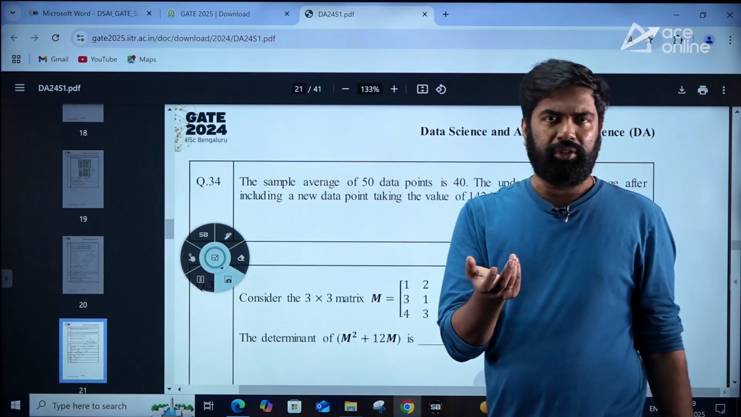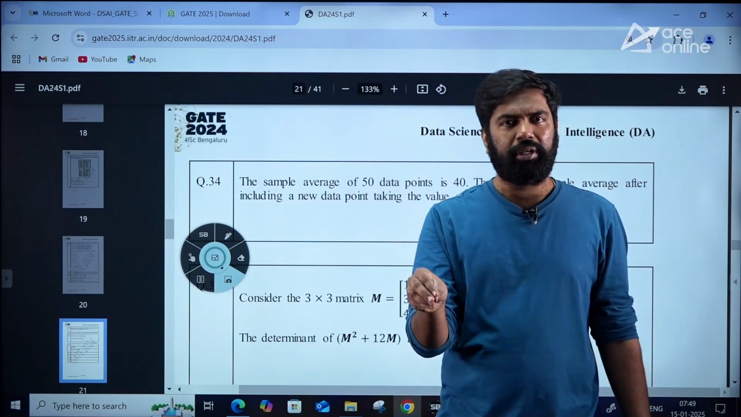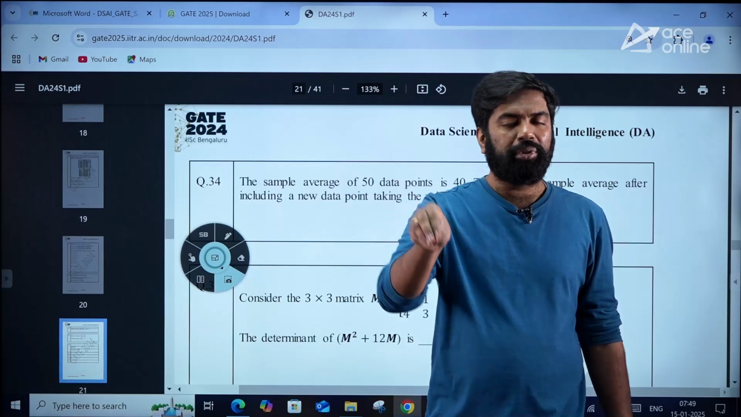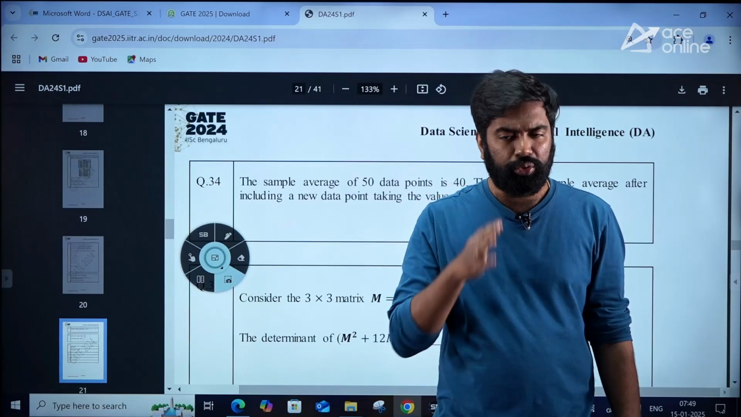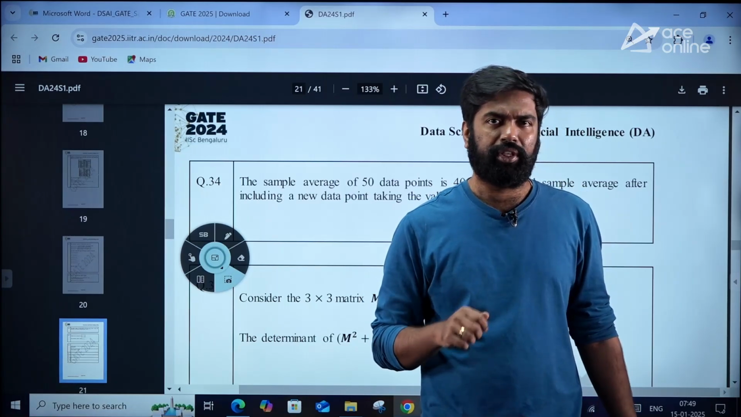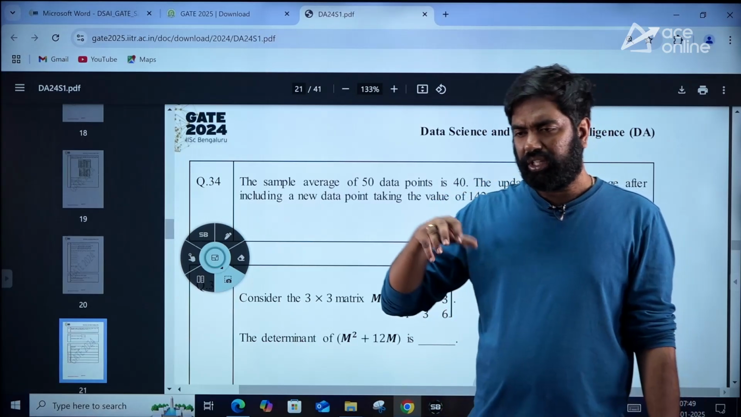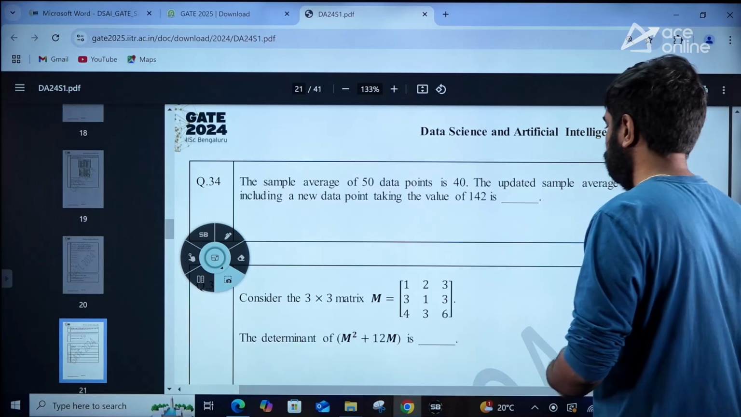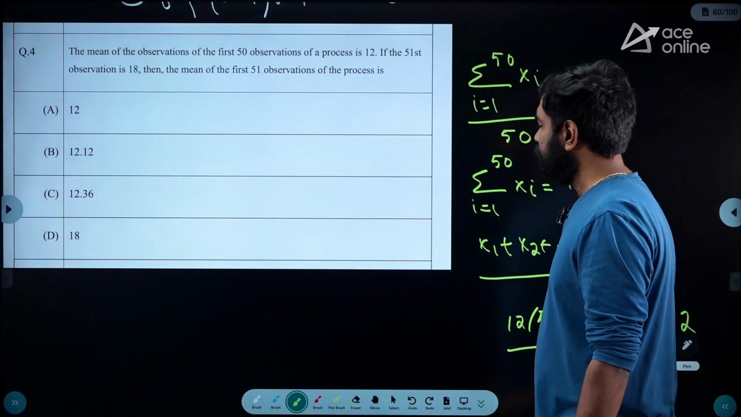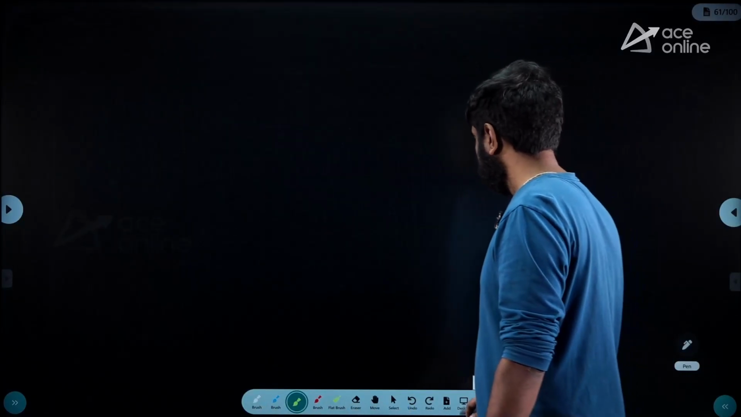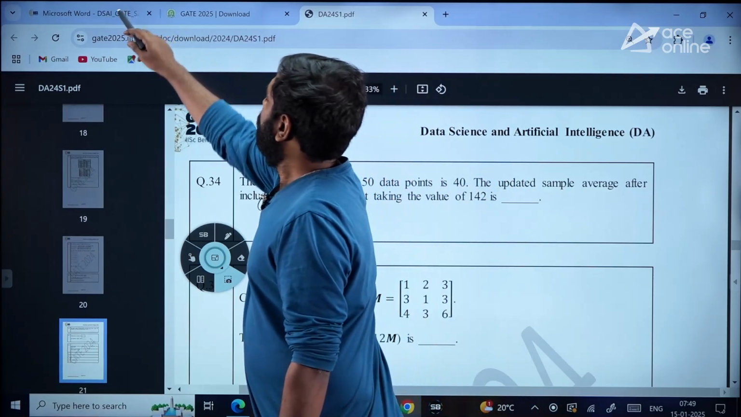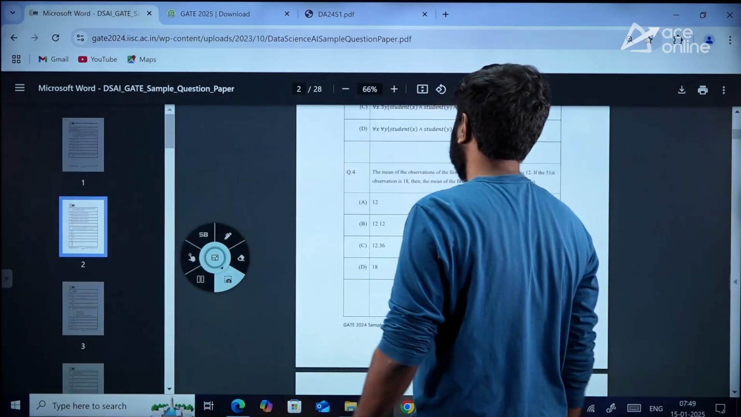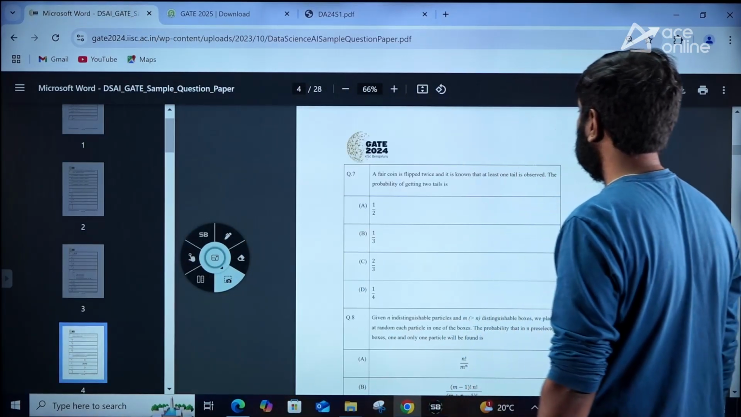Which problems I'll tell you: especially the DA 2024 paper, the sample paper, and the computer science previous year questions. You are supposed to analyze these things. If you analyze, some questions you can solve just instantly. So let me proceed and check any other questions that can be solved.